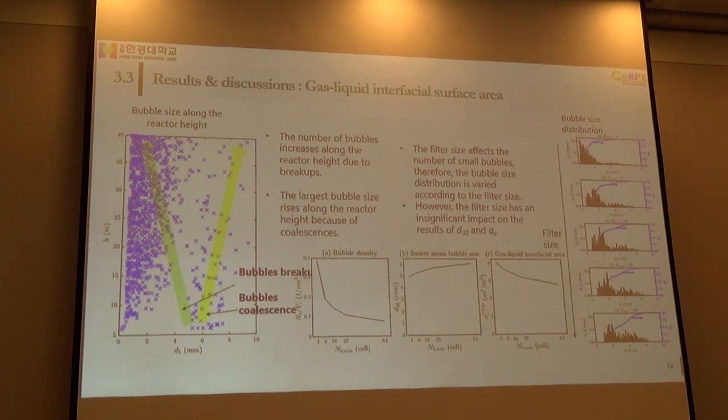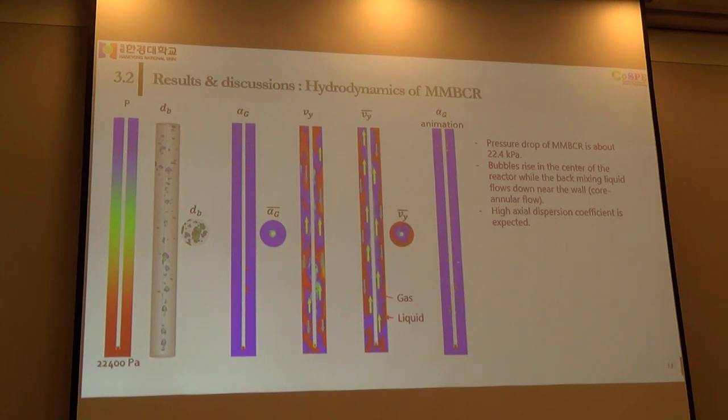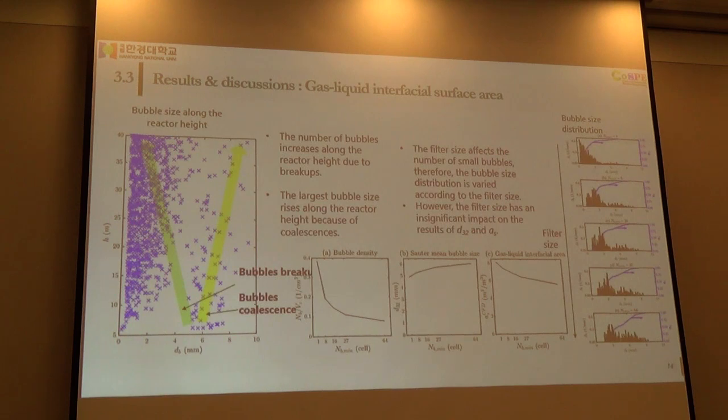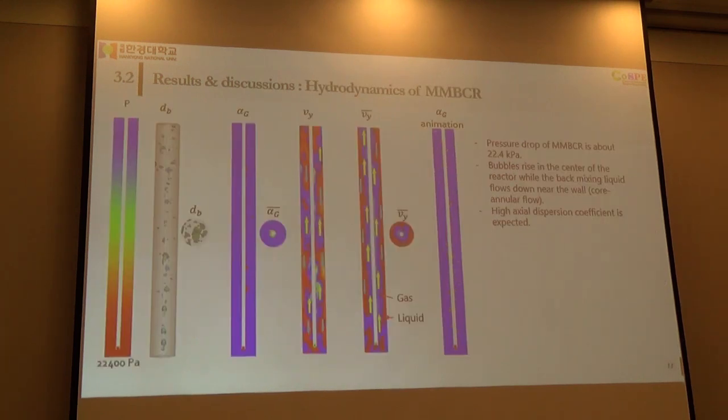But in other cases, if we have another bubble column reactor, maybe at higher velocity, belonging to the jetting regime, maybe the cell size will be different. But for this kind of bubbling regime, it is already enough for the cell size.